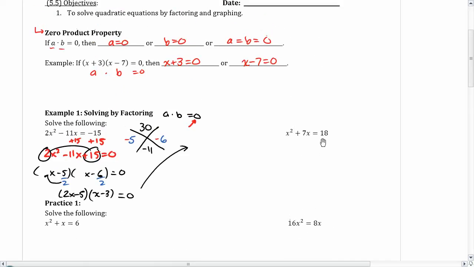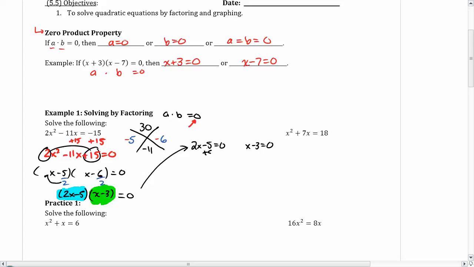Going back to the zero product property, here's our two things. It's like 2x minus 5 is a, and x minus 3 is b, and they're being multiplied together and equaling 0. So either 2x minus 5 equals 0, or x minus 3 equals 0. One of them has to equal 0. Well, solve both these equations.